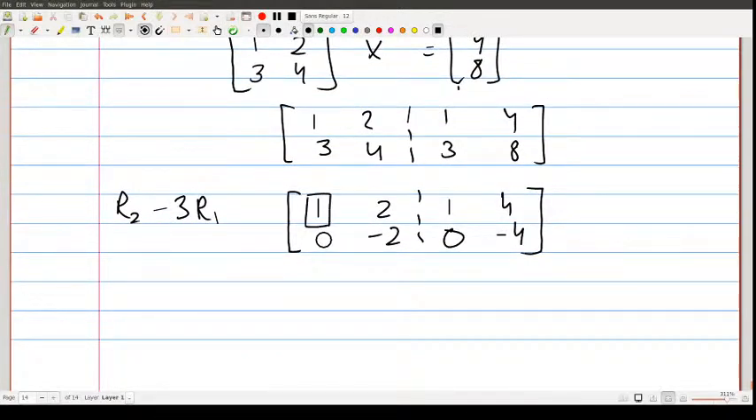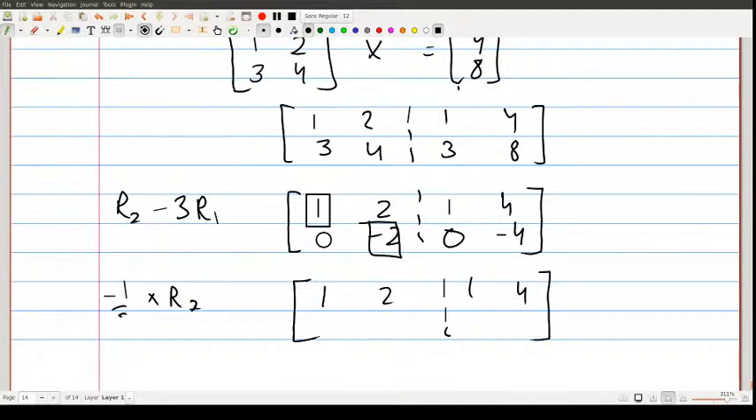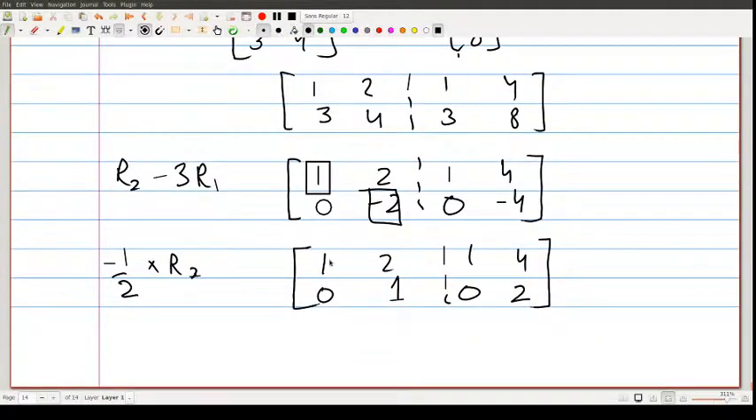And now that you found all the pivots, you make this pivot 1, so this is 1 2 1 4, so you divide the second row, you multiply it by minus half, you get 0 1 0, minus 4 upon minus 2 gives me 2. That's you've made all the pivots equal to 1, and now we get rid of this non-pivot element by doing row 1 minus 2 times row 2.